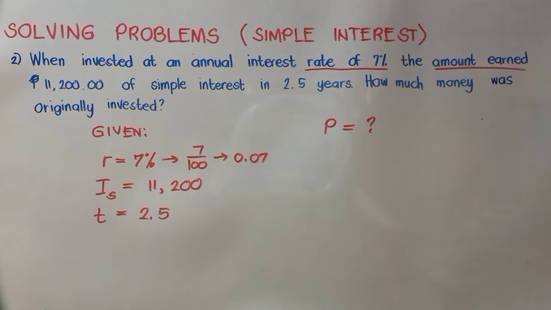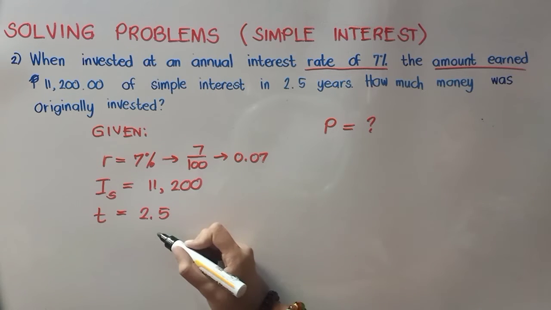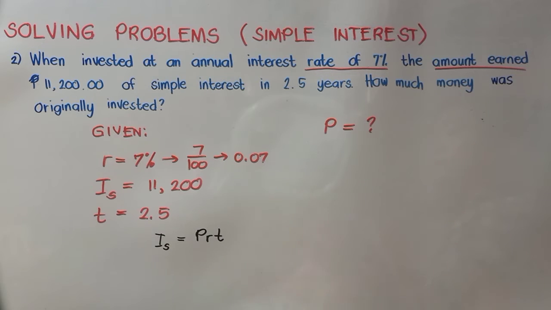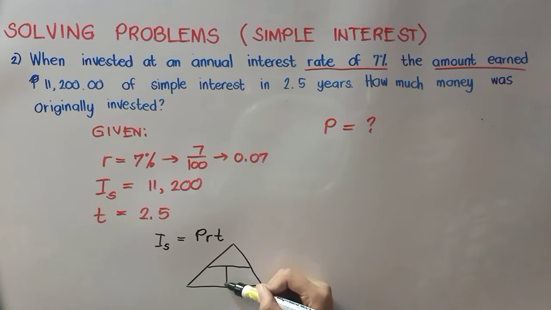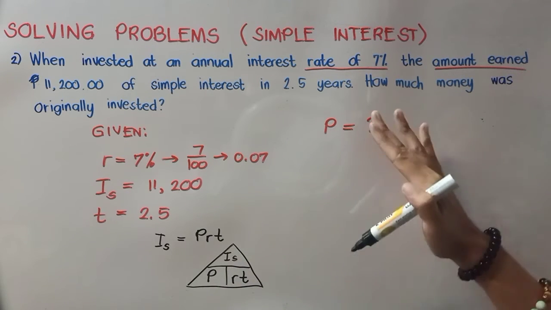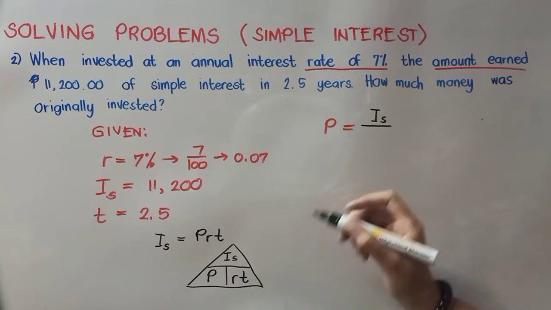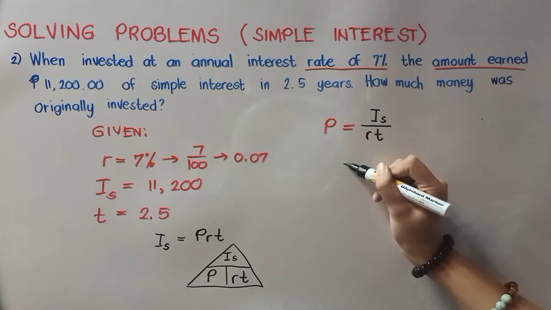Remember that we don't have here a formula in getting our principal. So we have again to convert using the triangle method. Remember that our simple interest is equal to P times R times time. We have here our triangle method. So the one on top is the simple interest. Remember that we have to isolate P on one side. So we'll have here R and T on the other side. As you can see, our formula in getting the principal is simple interest over R times T.